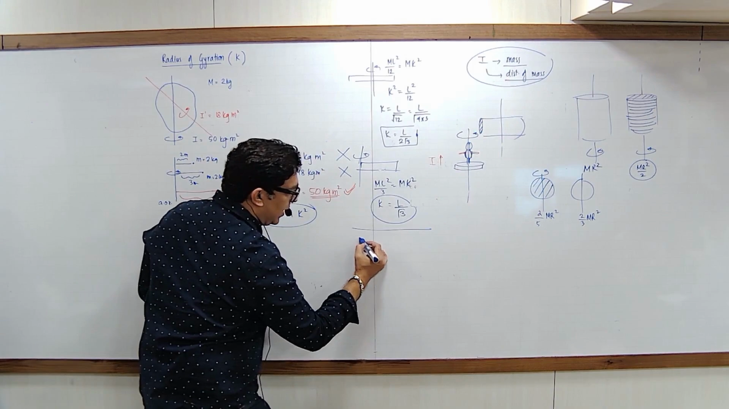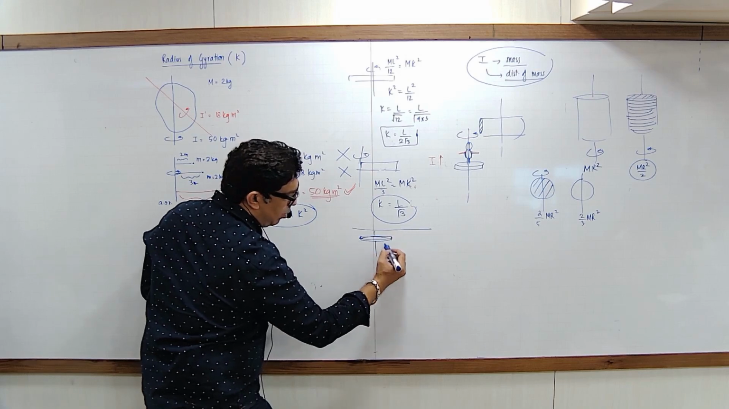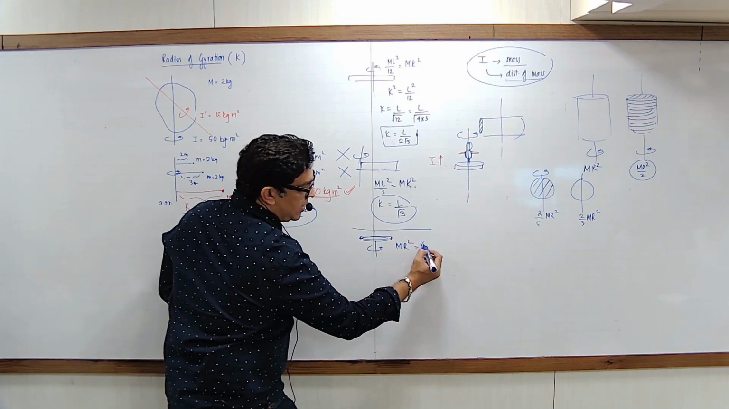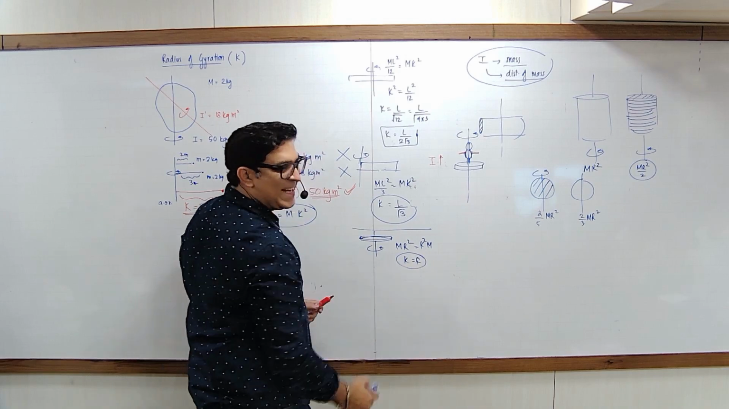Suppose you give me a ring. You give me a what? Ring. Okay. The moment of inertia of a ring, all of you together, what will it be? mr square equal to what? Come on. mk square. What is k equal to? Are you all getting it, everybody?